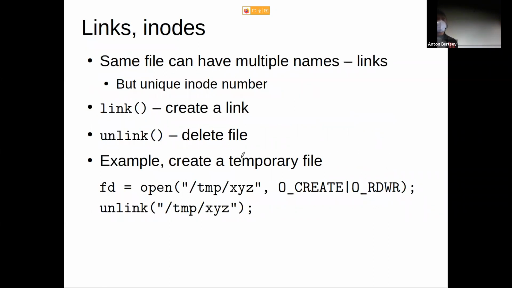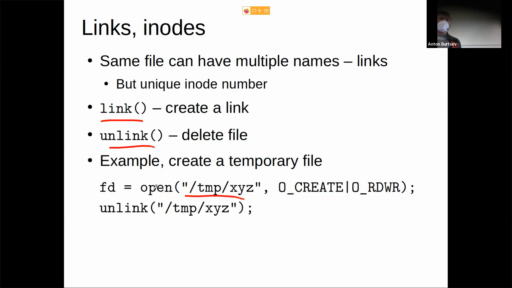In a file system, when you create files, the same file can have different names. It allows you to link files, to essentially link a name to a file. So link allows you to create a link in a file system, and unlink allows you to essentially delete a file.